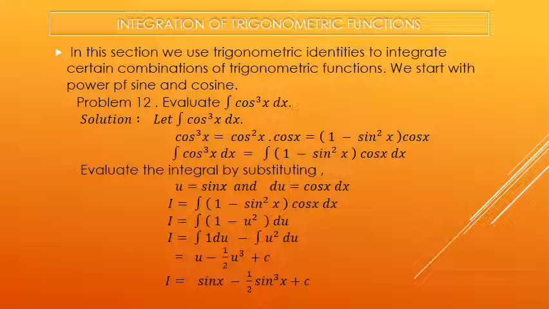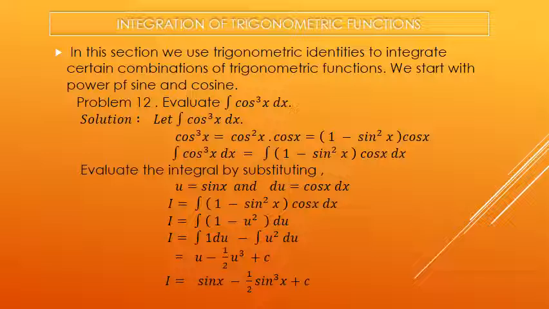When we solve these integrals, when we integrate 1 du, we get u, because when we take the derivative of a single variable, we always get 1, and when we integrate that 1, we get the single variable. The next integration is minus the integral of u squared du. When we integrate u squared, we get minus 1 upon 3 u cubed plus c.